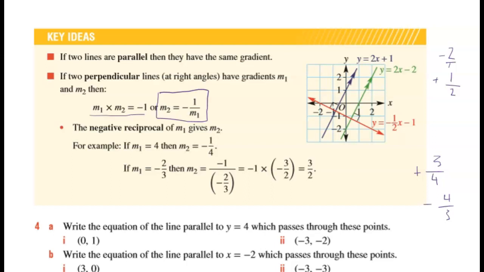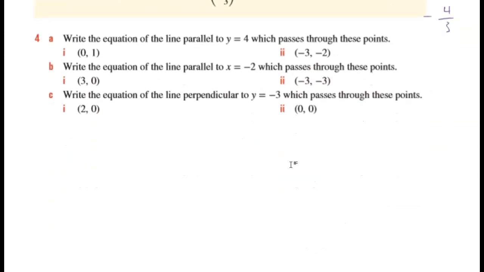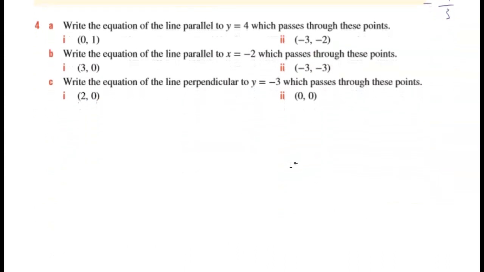Okay, so let's have a look at question number 4. Leading up to this, it was pretty straightforward, but here we're writing the actual equation. So I'm going to do A and C because B is another parallel one. I've got 2 parallels, so I'm going to do A and C. Write the equation of the line parallel to y = 4, which passes through these points. So if it helps, you can quickly draw the graph. So y = 4 is here. It's a horizontal line going through y = 4, and the gradient is 0.